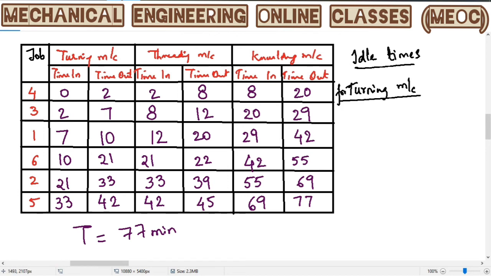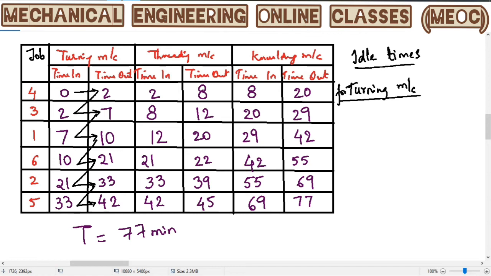So first job has gone on to turning machine at the 0th minute itself. From 0 to 2 it was with 4th job, from 2 to 7 it was on 3rd job, from 7 to 10 it was on 1st job, from 10 to 21 it was on 6th job, from 21 to 23 it was on 2nd job, and 33 to 42 it is on the 5th job. So from 0 to 42 minutes it is completely busy.